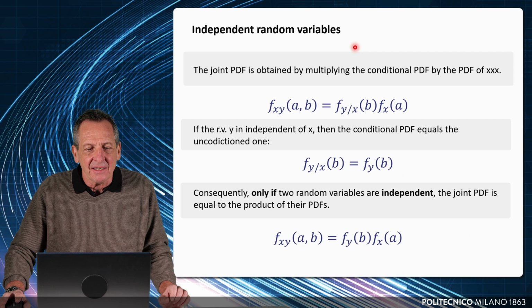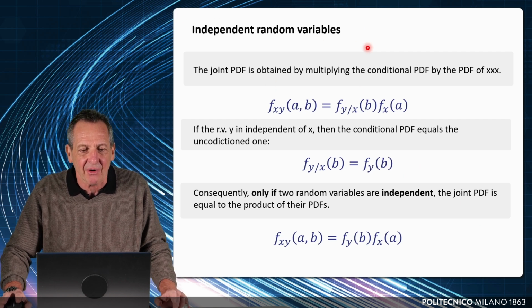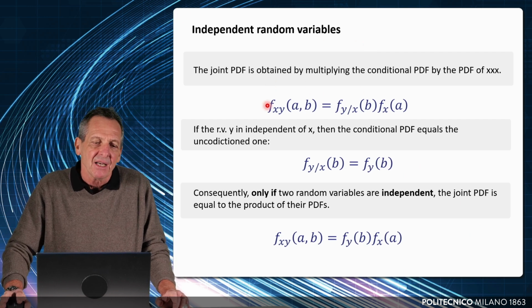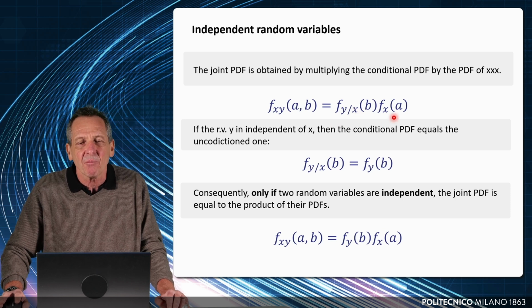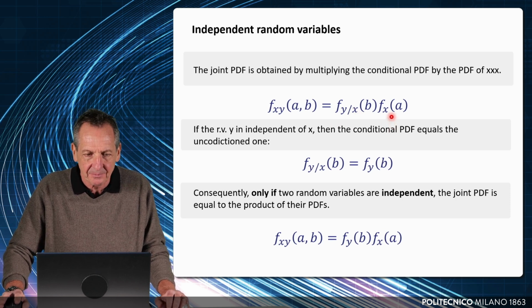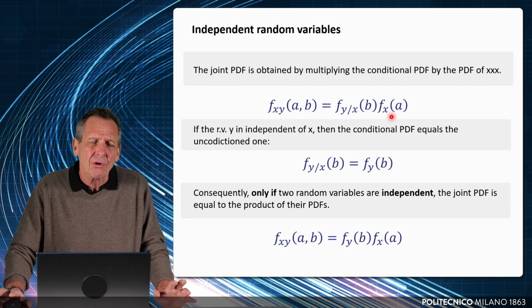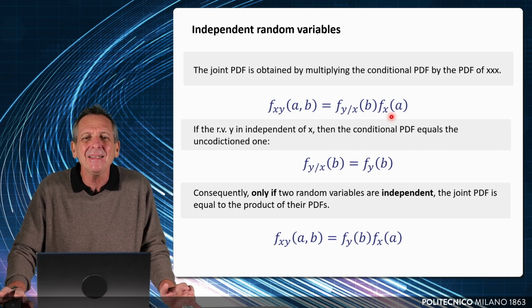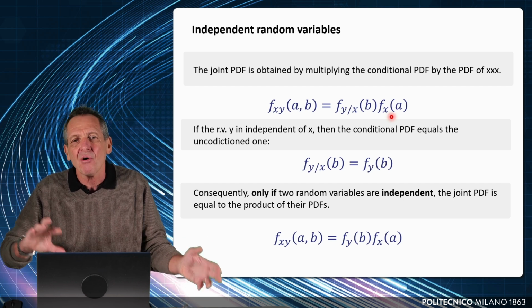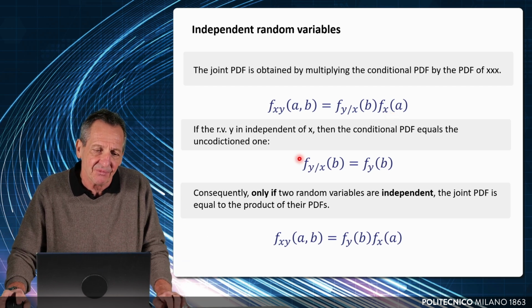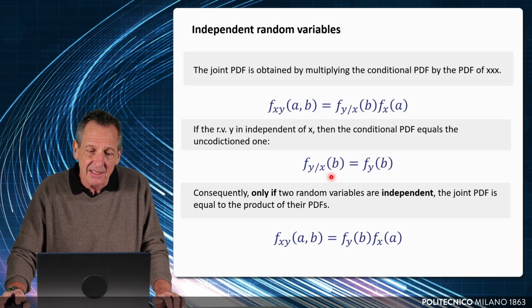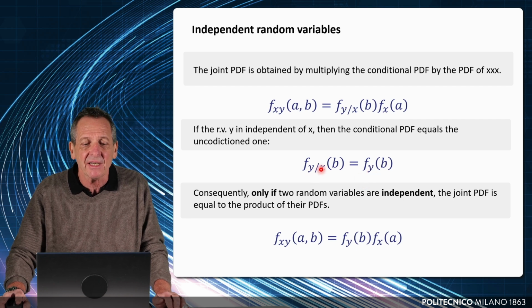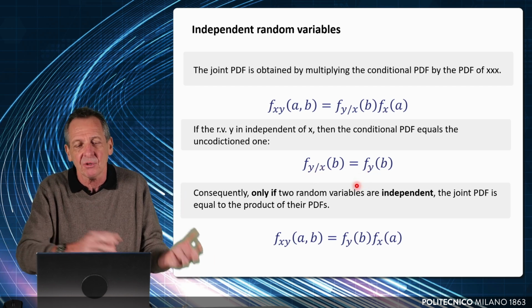Well, there is a special case of independent random variables. Just to summarize, the joint probability density function equals the conditional probability times the probability density function of x. And if the two random variables x and y are independent of each other, that is, one has no effect on the value of the other, then the conditional probability of y given x is exactly the same as the probability of y without any condition, because there is no influence of one variable on the other.